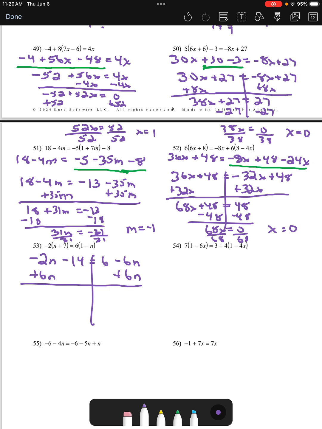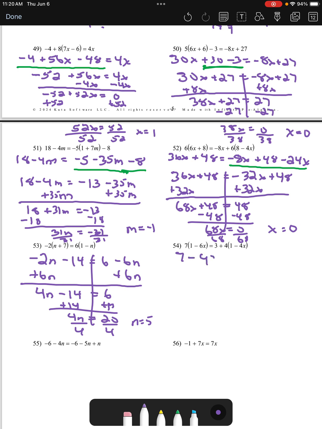The smaller n is the negative 6n, so we're going to add 6n to both sides to get the n's together. Negative 2n plus 6n is 4n, so we have 4n minus 14 equals 6. Add 14 to both sides to get 4n equals 20. Divide both sides by 4 to get the solution of n equals 5.